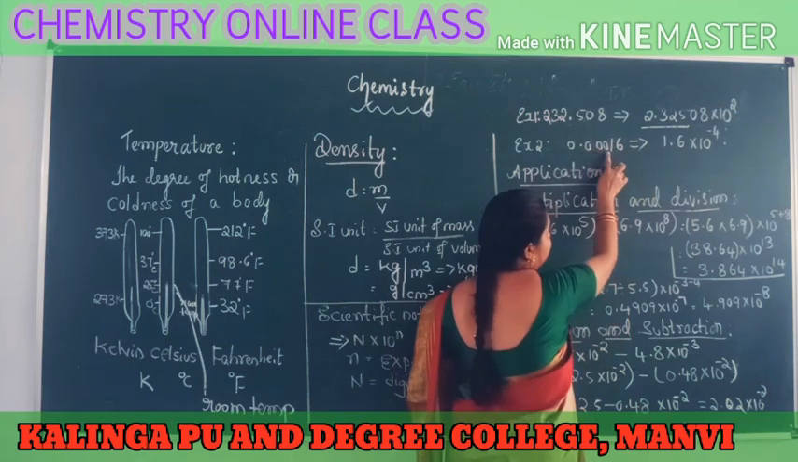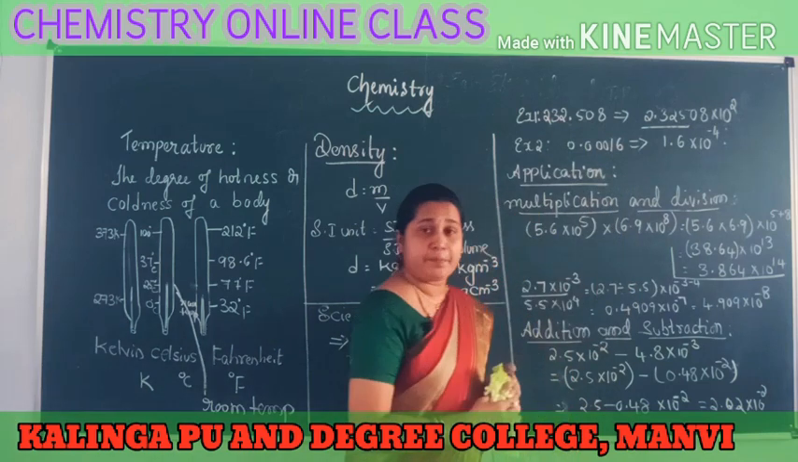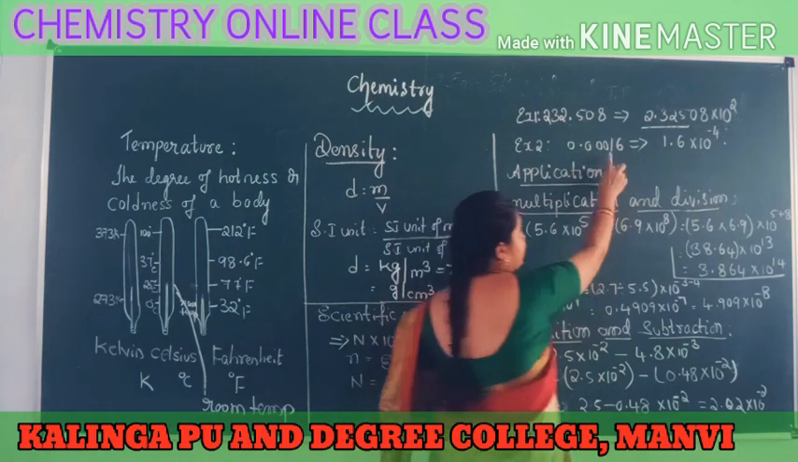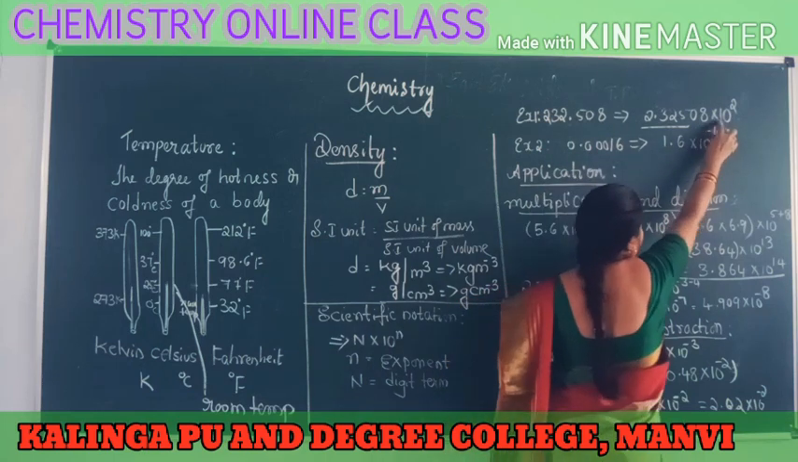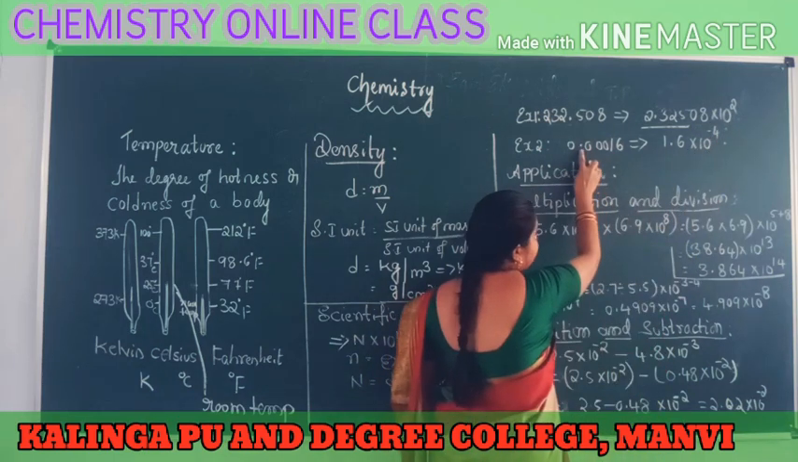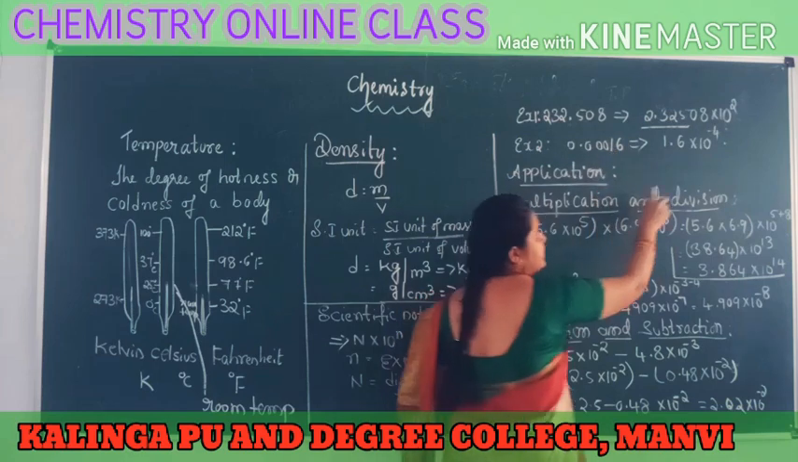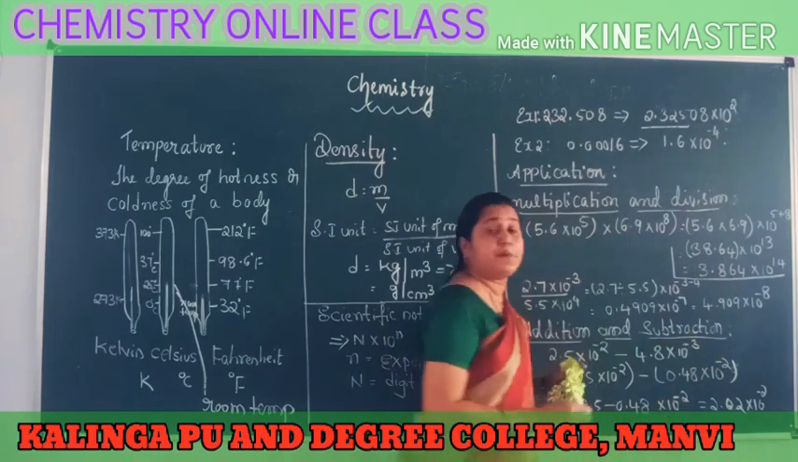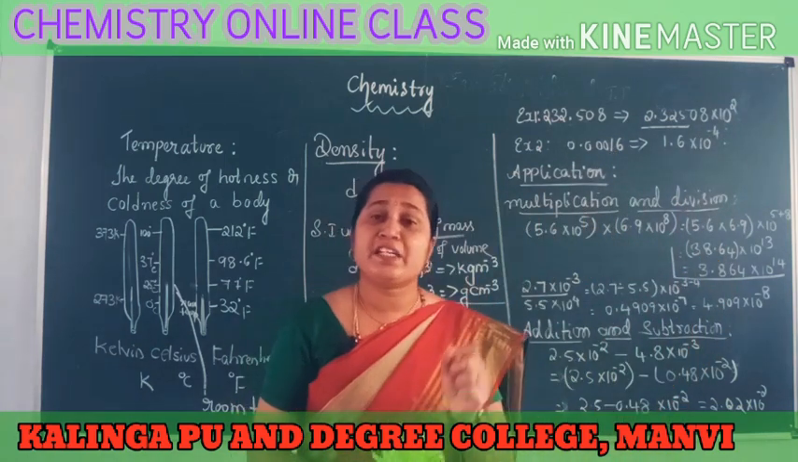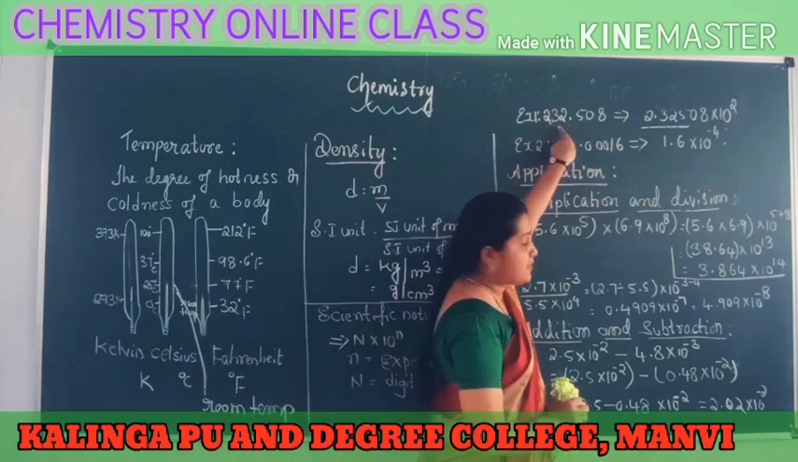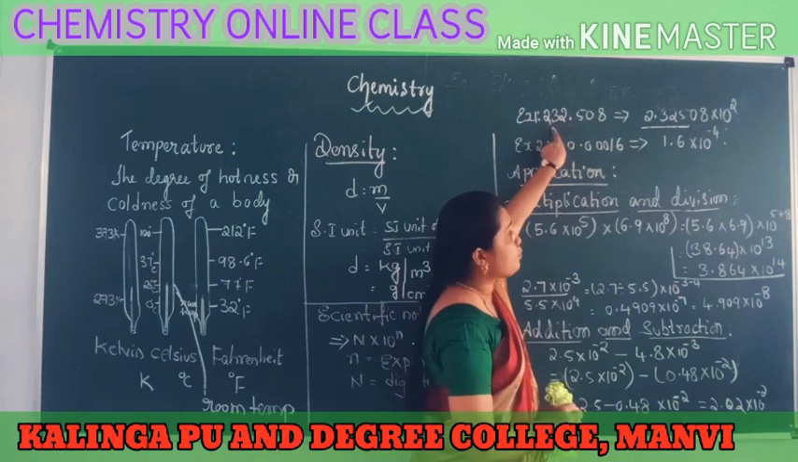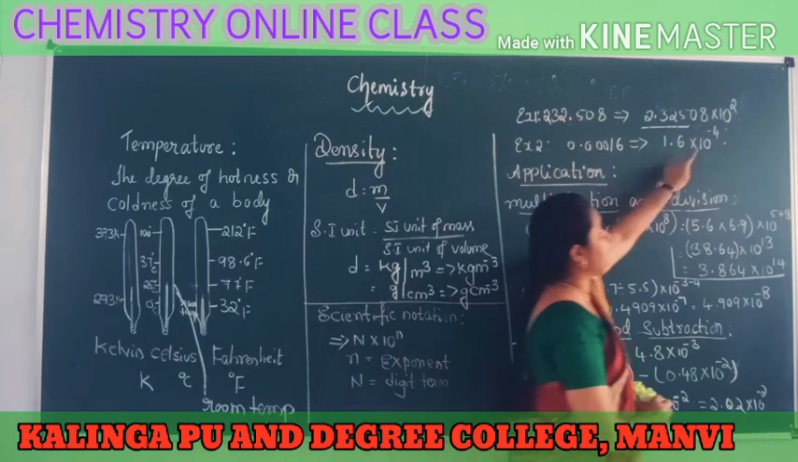So in the first example, the decimal point was moved to the left side. That's why 10 power is taken as positive. In the second example, the decimal point has moved towards the right hand side. That's why the exponent term is taken as negative. Okay. And how we got 2 and 4: after how many numbers we shifted, that number value you have to write as the power, the exponent value.